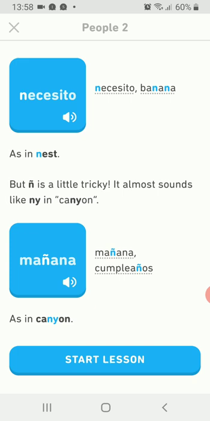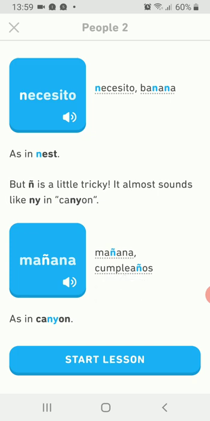Okay, now let's look at the letter ñ, the palatalized N. The ñ with tilde on top is a little tricky, a little bit more difficult to understand. It almost sounds like ñ in cañón. Here is another example. Mañana, which means tomorrow. And cumpleaños. Cumpleaños is birthday. So just like in cañón.